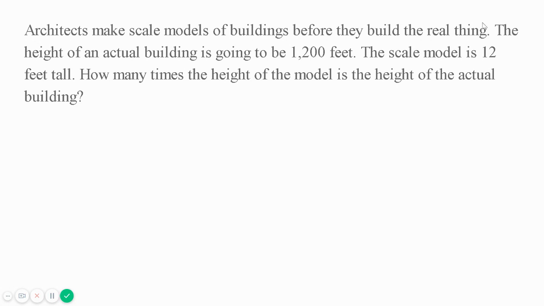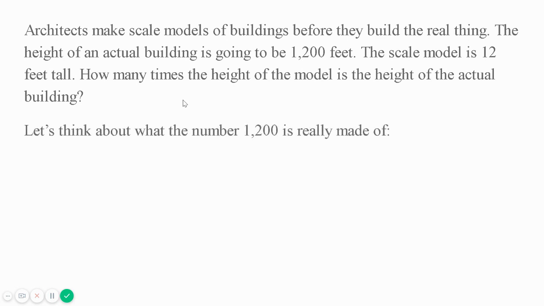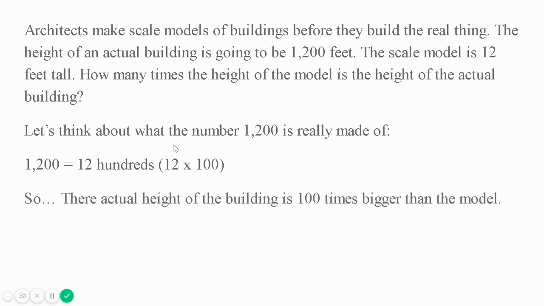We have a model that's 12 feet tall, and we have the actual building, which is 1,200 feet tall. Okay, so let's see if we can understand the relationship between these two quantities. So 1,200 is really made up of 12 hundreds, right? That's another name we can call it, 12 hundreds, or 12 times 100. So if we know that, then I know the actual building is going to be 100 times bigger than the model.